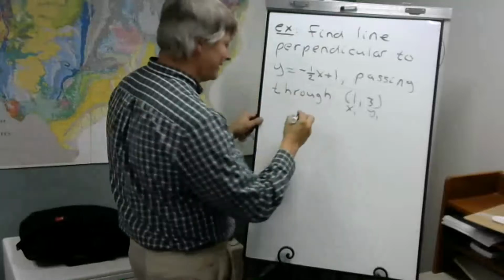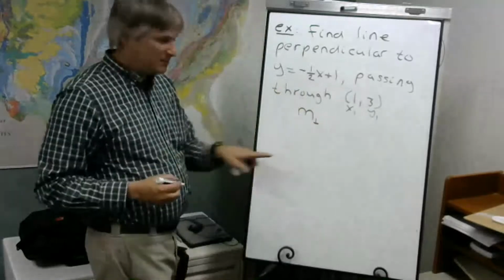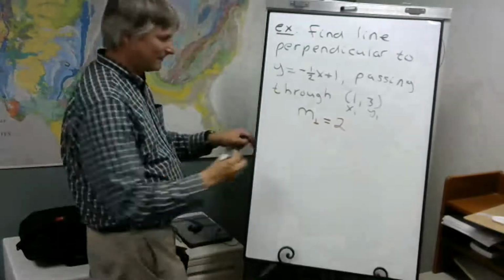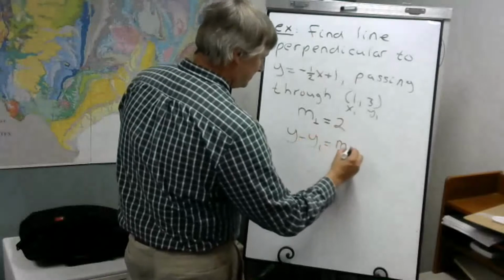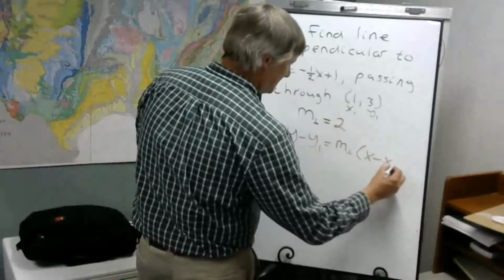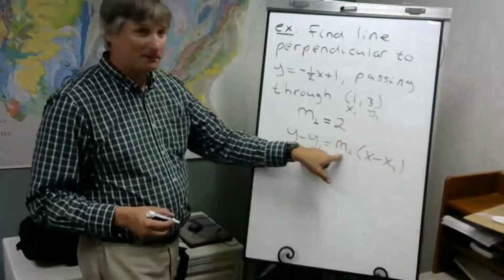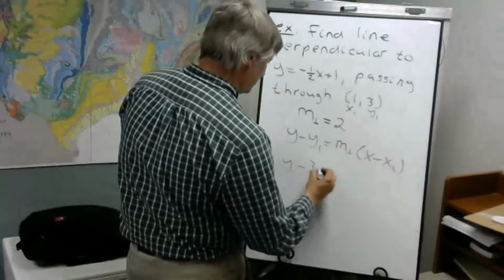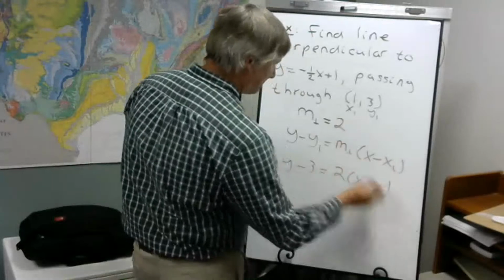So for the perpendicular line, I'll use this symbol for m. This means perpendicular. So y minus y1 equals perpendicular m times x minus x1. And then we put in the values for y1, perpendicular m, and x1. So y minus 3 equals 2 times x minus 1.